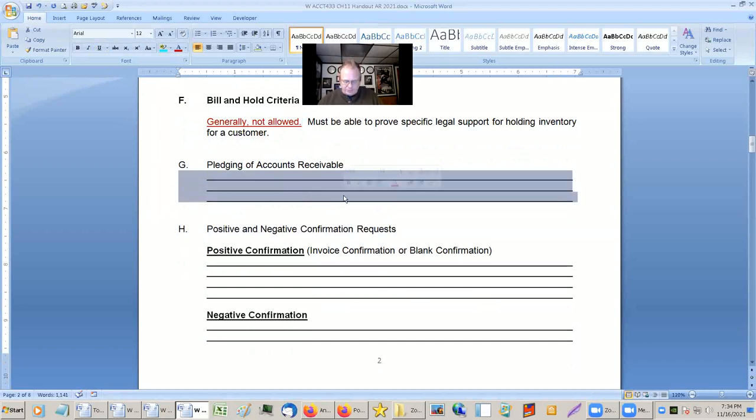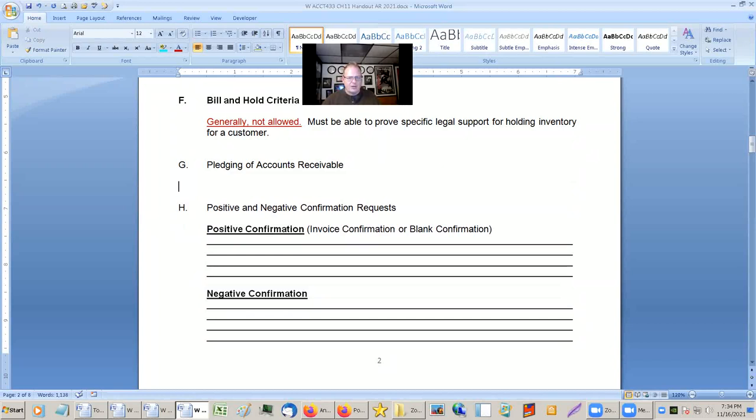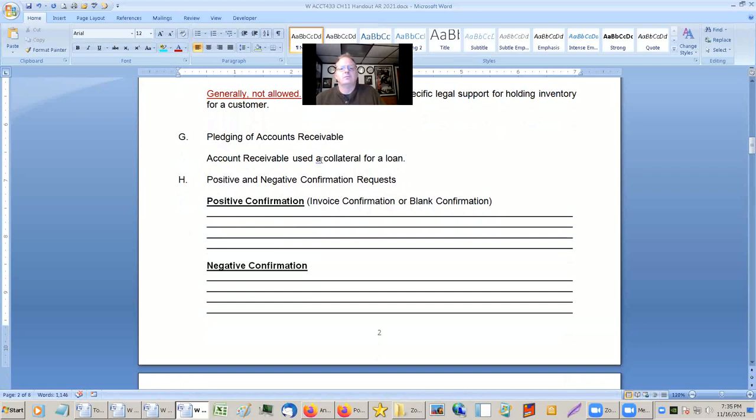Okay, pledging of accounts receivable. And this can come in two different flavors. Accounts receivable used as collateral for a loan. So you go to the bank for a loan, they'll say, okay, that's fine, but have you pledged the accounts receivable? And basically, as you receive the accounts receivable, you pay off the loan so that the collateral goes down at the same time the loan goes down. Those are kind of usual arrangements.